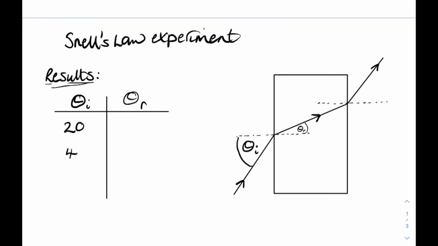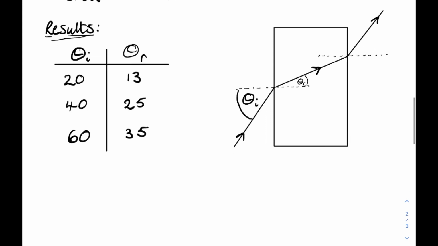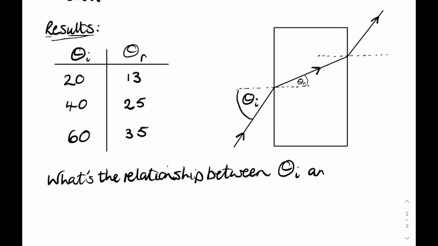And we shone our rays of light in at 20, 40 and 60 degrees, and we measured the refracted rays. At 20 degrees our refracted ray was 13, at 40 it was 25, and at 60 degrees it was 35. Now what's the relationship between them? It's not as simple as if you double the angle in air, you double the angle in glass. So it's not as straightforward as that. And Snell messed about really with these angles, and eventually he came up with a relationship.